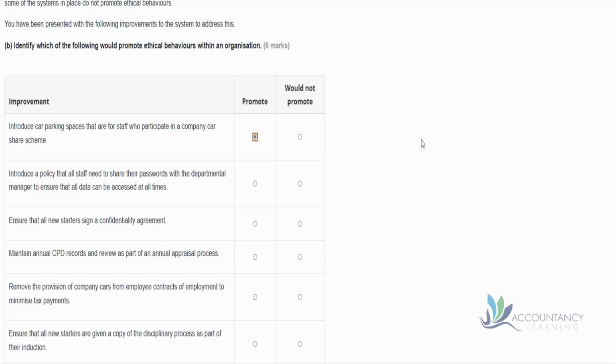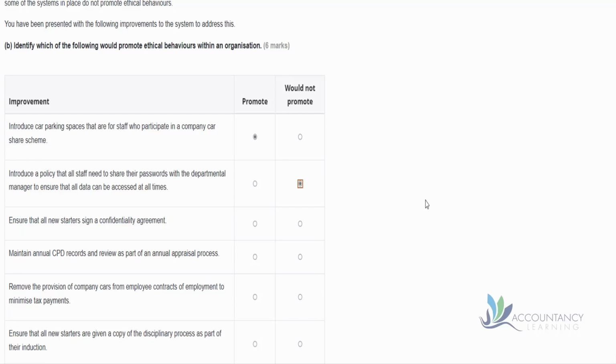Then following the next point is introducing a policy that all staff need to share their passwords with the departmental manager to ensure that all data can be accessed at all times. Well, that's not appropriate, is it? If we're sharing passwords, it means that unauthorised access may be given to systems, and that's not good. It may mean that the department manager could log in as somebody else and manipulate the data, and that would be dishonest and lack integrity. So that would not promote ethical behaviour. People should not share passwords.